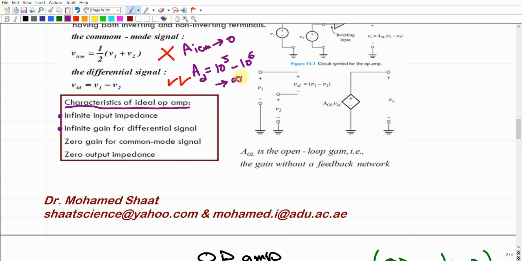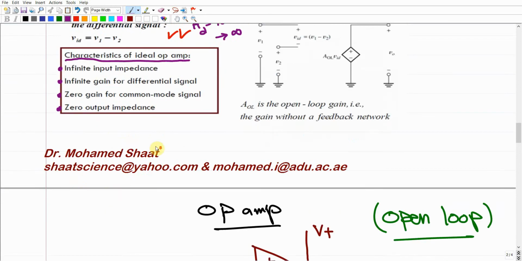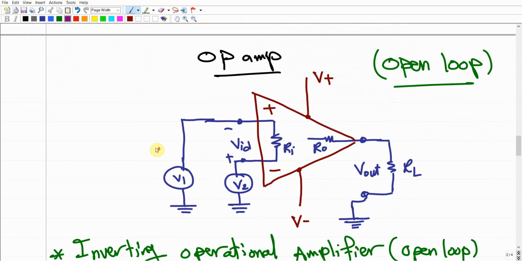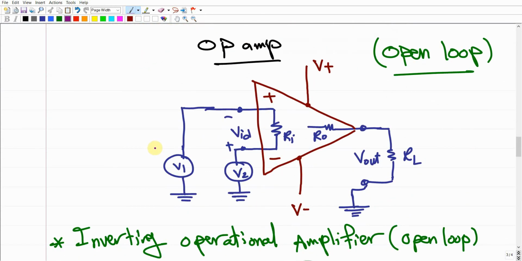It should also have infinite gain for the differential signal. As we said, the gain for the differential signal should tend to infinity, huge values, and this is one of the common characteristics of the operational amplifier. And zero gain for the common mode signal, because we have to get rid of the common mode signal and end up with only the differential signal. Also, it should have zero output impedance. So these are the general characteristics of the ideal operational amplifier, and let us demonstrate these points over the next examples of the operational amplifier.